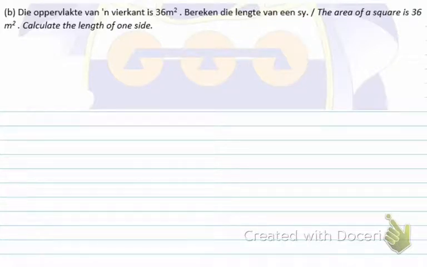The area of a square is 36 square meters. Calculate the length of one side.